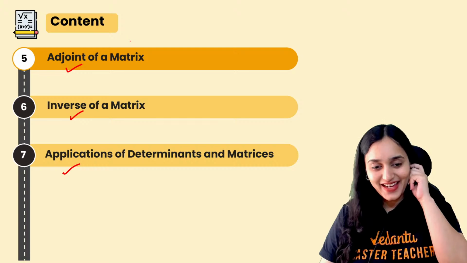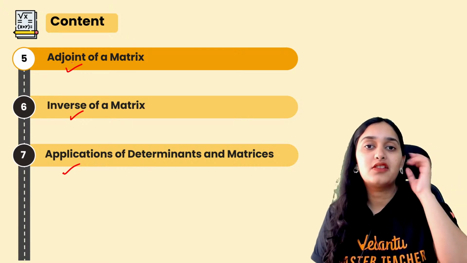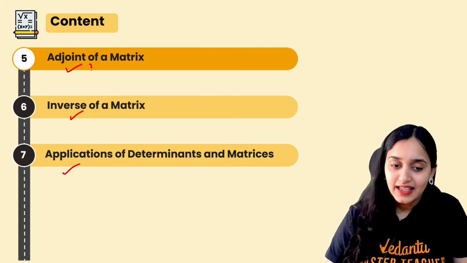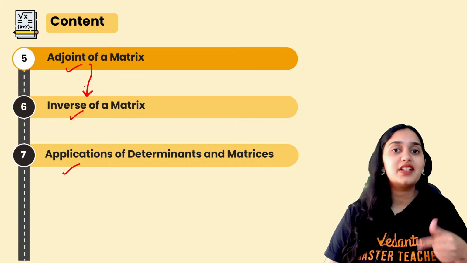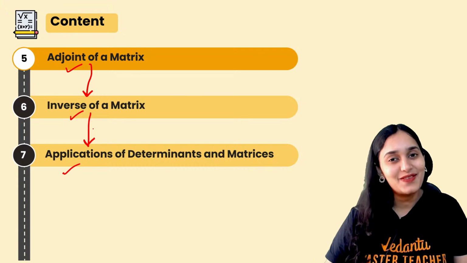All right, so yeah, let's begin the class. We will be learning about adjoint of a matrix first because this is used in understanding inverse of a matrix and inverse is used in applications of determinants.